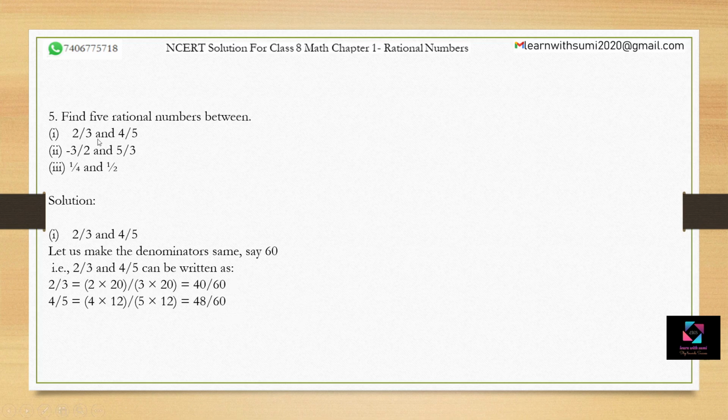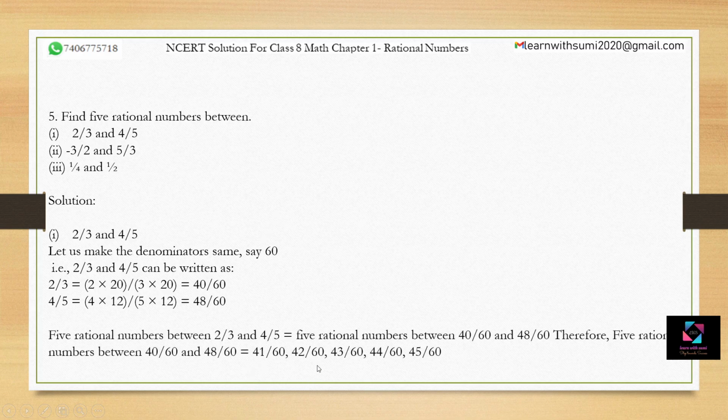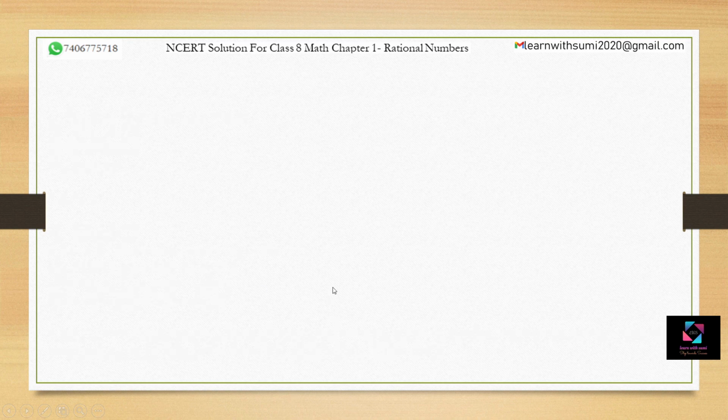Similarly, how we found the rational numbers in the previous question, we are going to find it. Here we have to find only 5 rational numbers. We are going to write 41 by 60, 42, 43, 44, 45 by 60. We can write it till 47 by 60. It doesn't matter, but they have specifically asked only for 5 rational numbers, so we are going to write only 5 rational numbers. We'll move on to the next question.